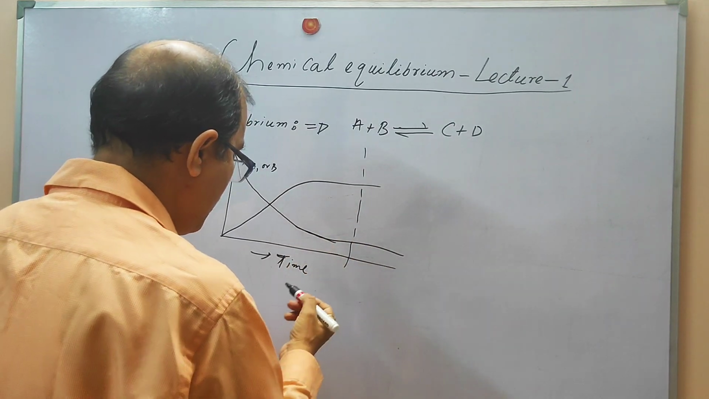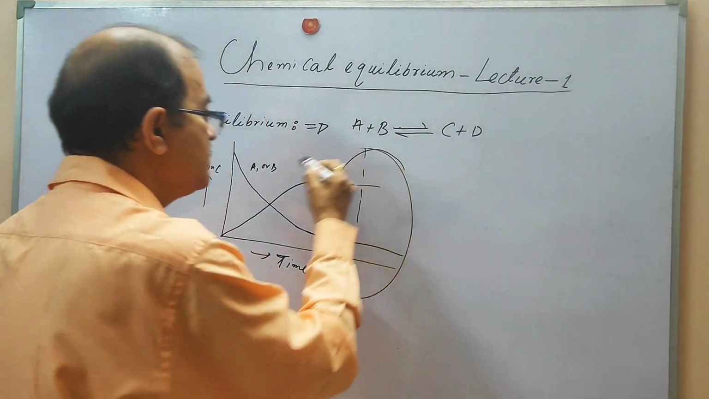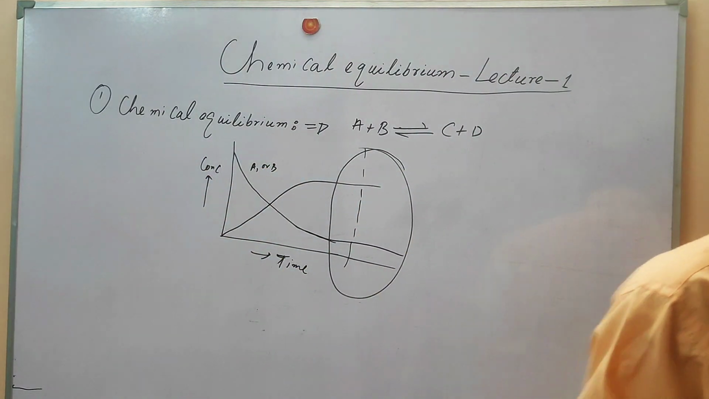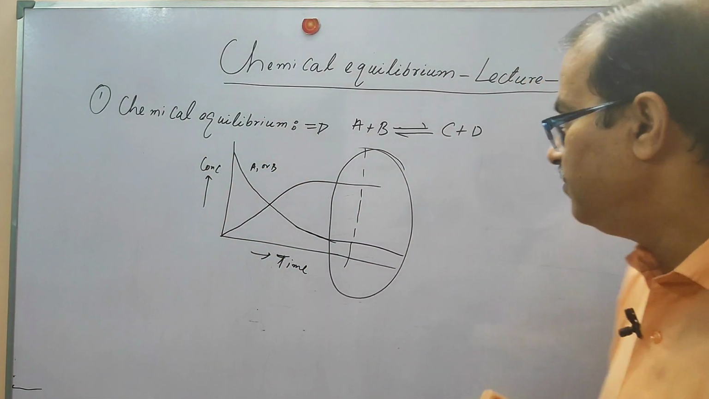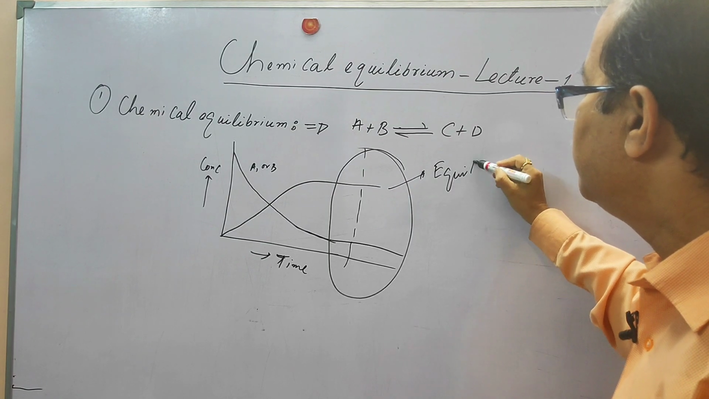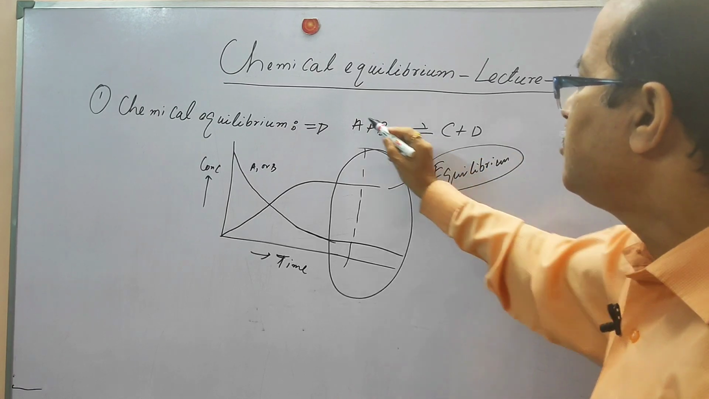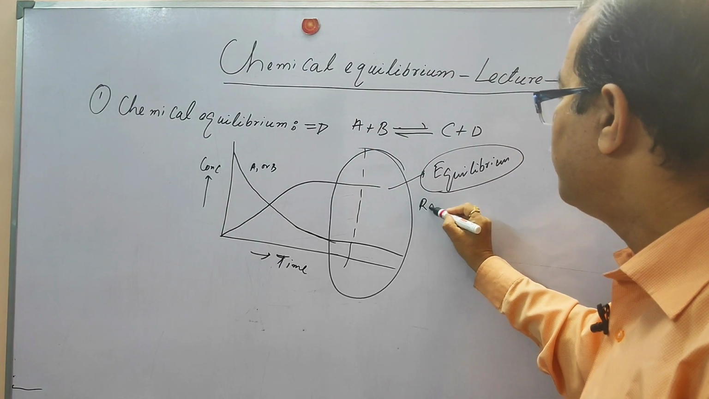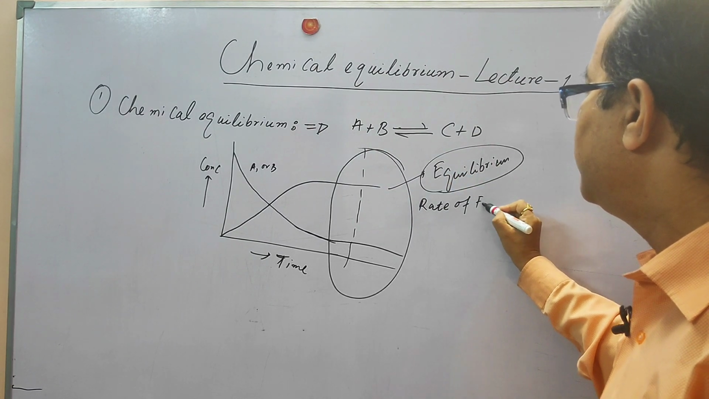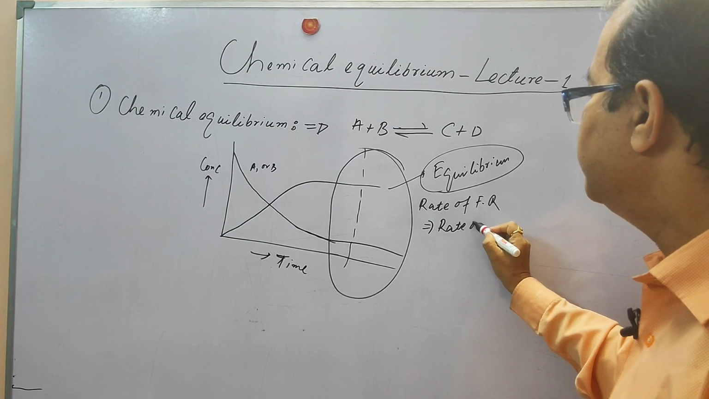As time goes on, a point will come where the composition of the reaction mixture becomes constant. We say this is point A, the equilibrium point, just like the physical process equilibrium. At that time, the rate of forward reaction, meaning the rate of production of C and D, is equal to the rate of backward reaction.